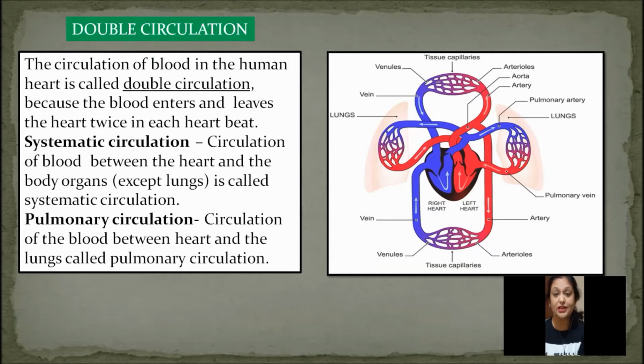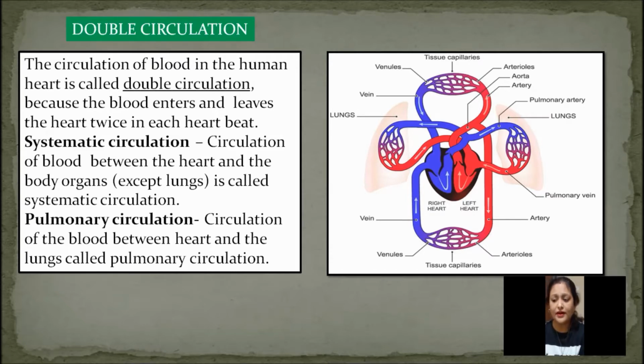Systematically, sequence-wise, the process is completed in two phases, also called the two circulation processes. We differentiate these. The circulation of the blood in the human heart is called double circulation because the blood enters and leaves the heart twice in each heartbeat. Per heartbeat, two times. I hope everybody understands properly from the diagram I show on the screen, because I use two colors in it. One is dark blue, for the venous blood, and the other is dark red, for the oxygenated blood. So you have seen the diagram.